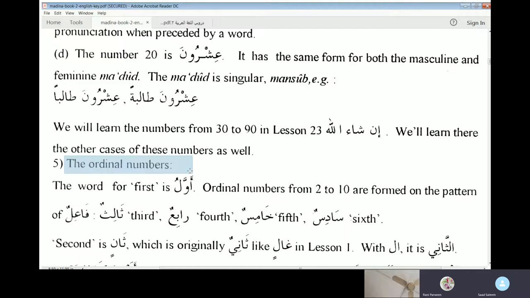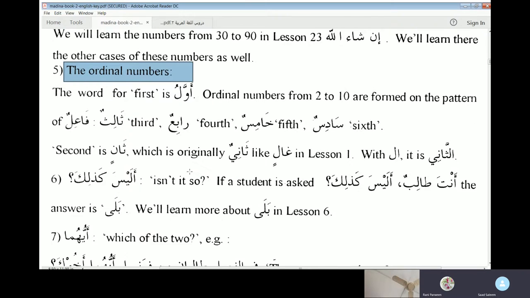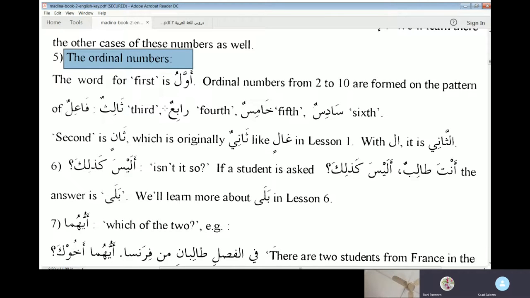The ordinal numbers. The word for first is awwalu. Ordinal numbers from 2 to 10 are formed on the pattern of fa'ilun. Salisun, third; Rabi'un, fourth; Khamisun, fifth; Sadisun, sixth. What is fourth in Arabic? Rabi'un. Fifth is Khamisun. Sixth is Sadisun. Third is Salisun.